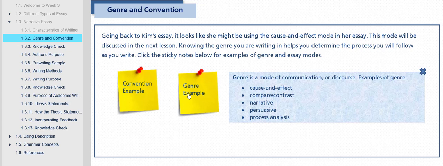Genre example. Genre is a mode of communication or discourse. Examples of genre include cause and effect, compare and contrast, narrative, persuasive and process analysis.